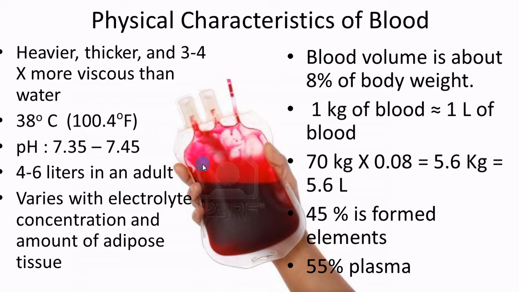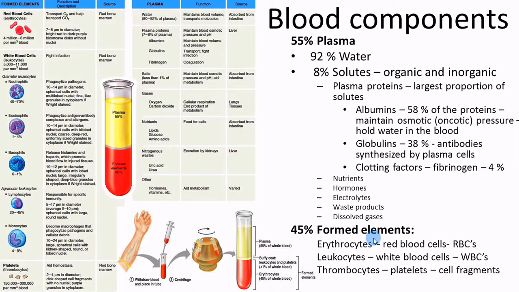I also talked about this: 1 kilogram of blood is equal to about 1 liter of blood. So a weight relationship is pretty close. The average male, 70 kilogram male, is going to have about 5.5 liters. So I already talked about that. When you look at the blood itself, if you separate it out, you can separate it into the plasma, which is about 55%, and the formed element, which is the other 45%. And I put this chart in because it's such a handy chart to use as a reference.